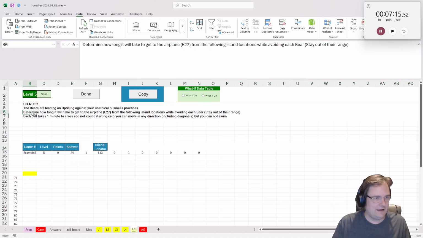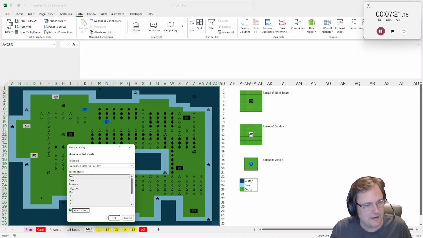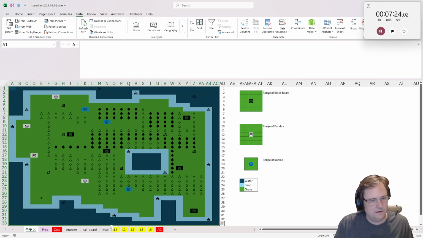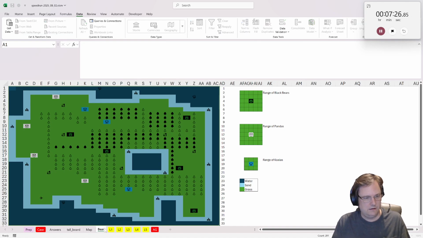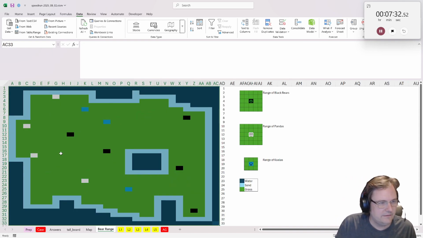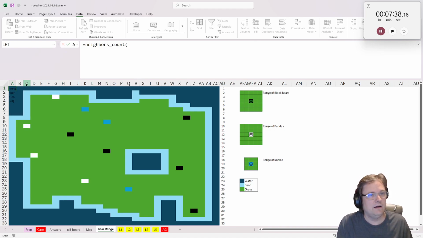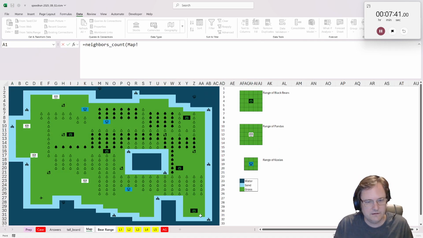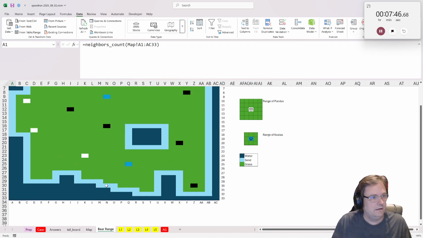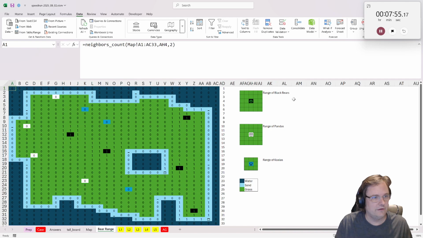All right, so for level 5, we have to escape the bears. So back here at the map, I'm going to need some extra maps for this. I am going to do bear range, right? Which is based on my lambda neighbors count. So what neighbors count does is it's going to look at this map here and I'm going to look at the first bear and I'm going to find everything within 2 of that bear. I can see that bear's range is 2.